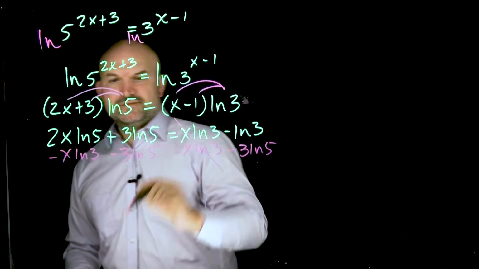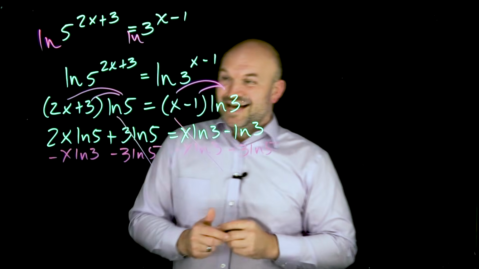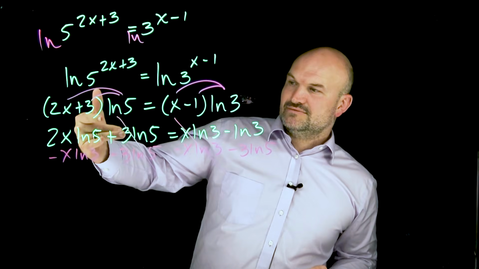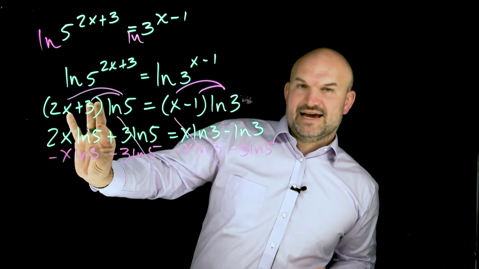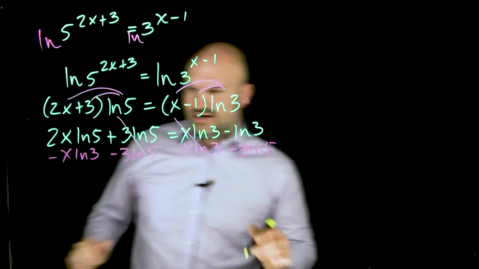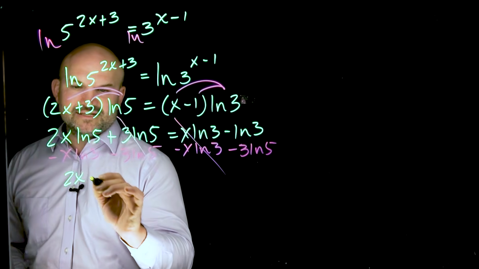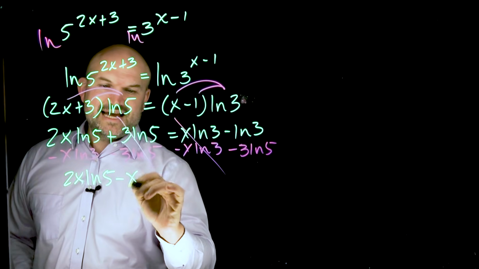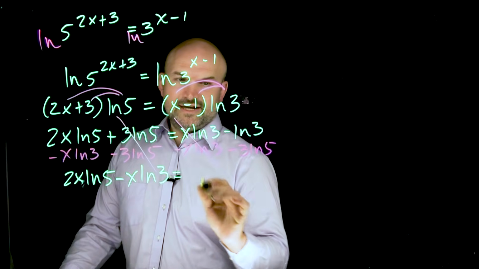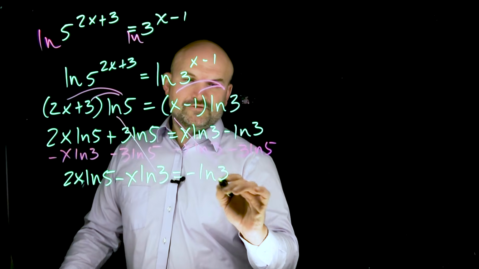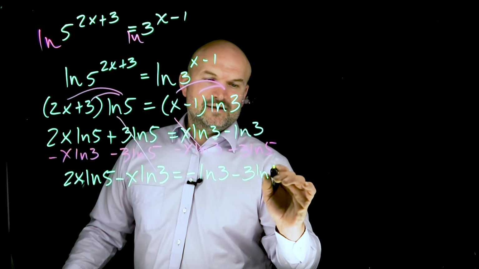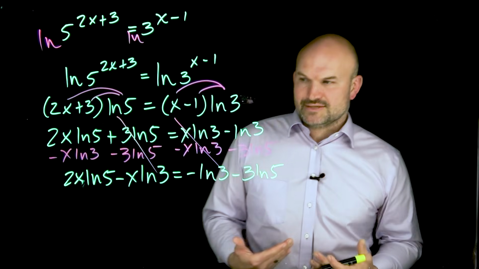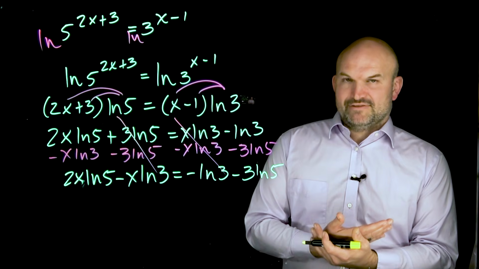Okay, so those are going to subtract out. Those are going to subtract out. I can't subtract these because we can't subtract logarithms when they have different arguments. So therefore, on the left-hand side, I'm going to have a 2x ln of 5 minus an x ln of 3. And then over here, I'm going to have a negative ln of 3 minus a 3 ln of 5. Now I still have two x's, and I can't combine them, right? Because they have different arguments.